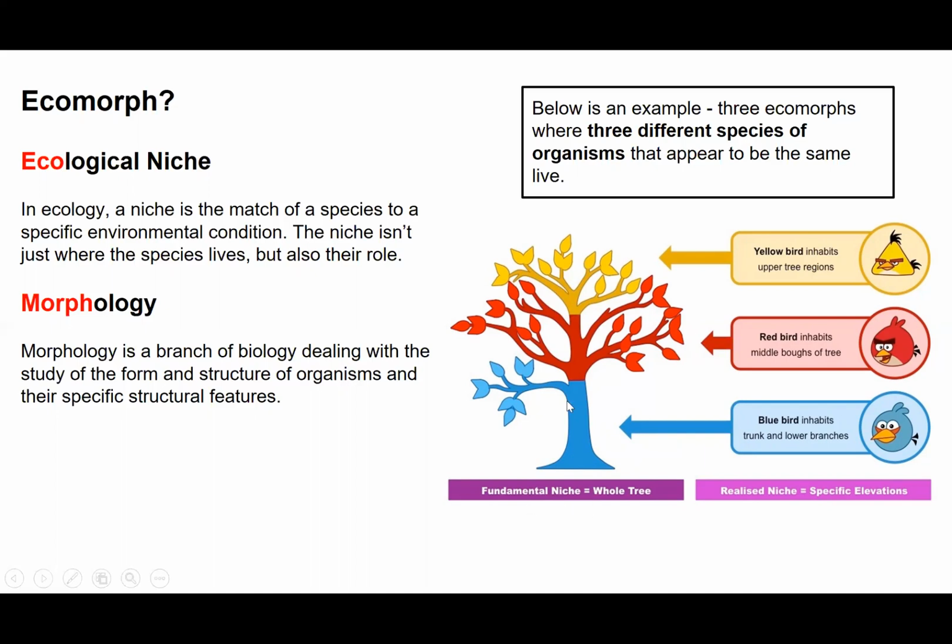This is a fundamental niche. The whole tree is considered a fundamental niche, but yet there are different separate portions of it. And this species of bird only inhabits this area. This species of bird only inhabits this area. And this species of bird only inhabits this area. So each one of those organisms has a unique, specific environmental condition in which they live. Okay.